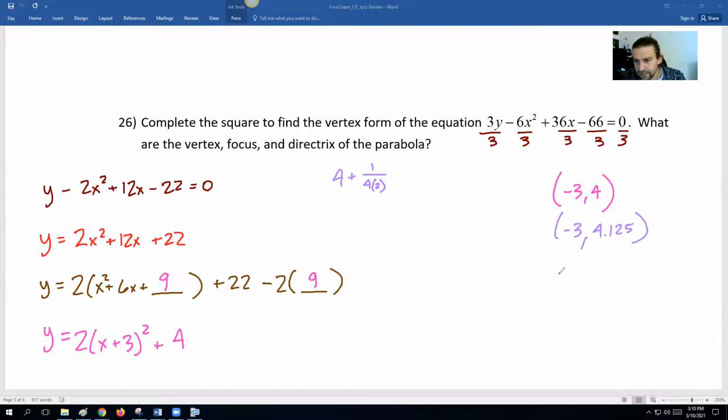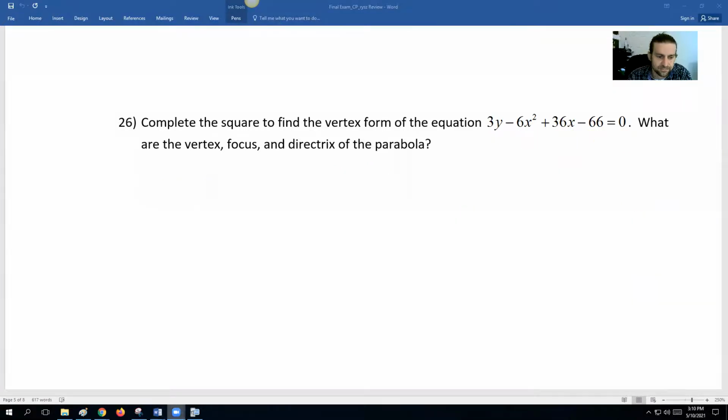And the directrix is y equals k minus 1 over 4a. So that would be 4 minus 1 over 4 times 2. And that would be y equals 3.875. Now, that wasn't too bad, kind of complicated, but let's talk about how we can make our life easier.